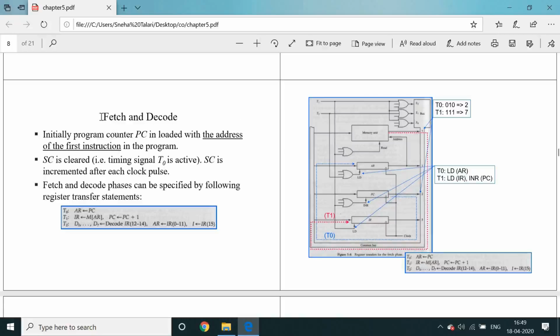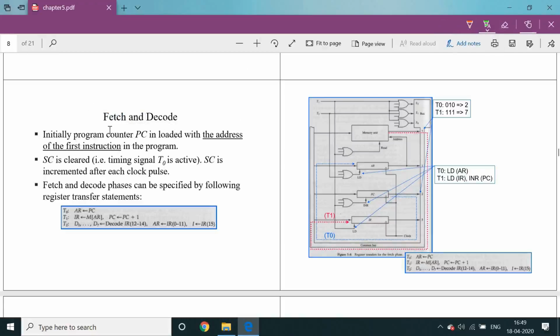Here we see fetch and decode. Fetch is nothing but reading the instruction code bytes from the memory. Decoding, in the sense, we are going to decode the instruction fields. What is the address field, what is the opcode field, what is the I field, that means direct or indirect address, like this.